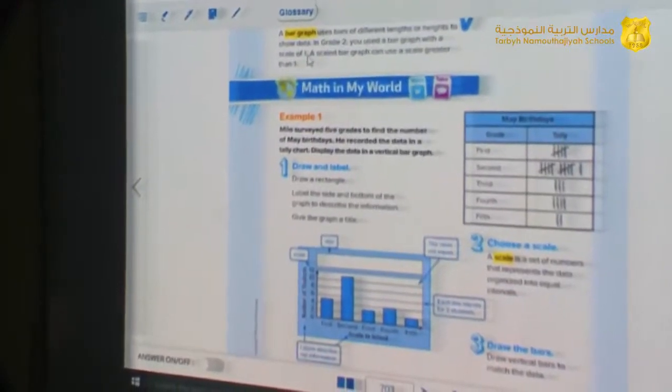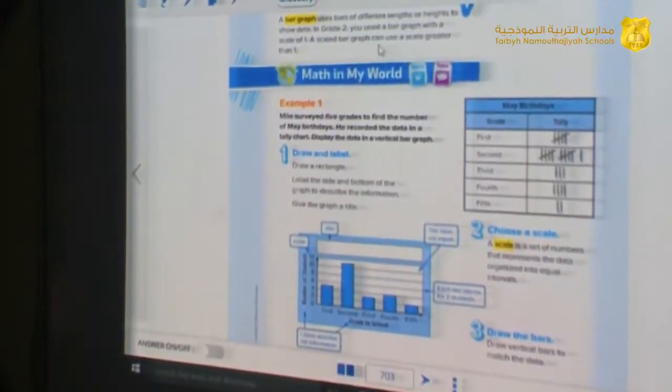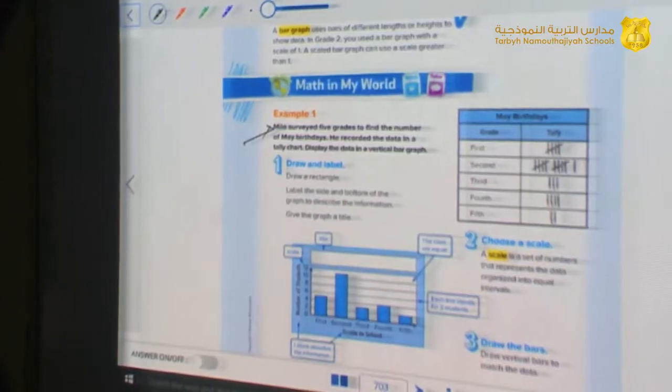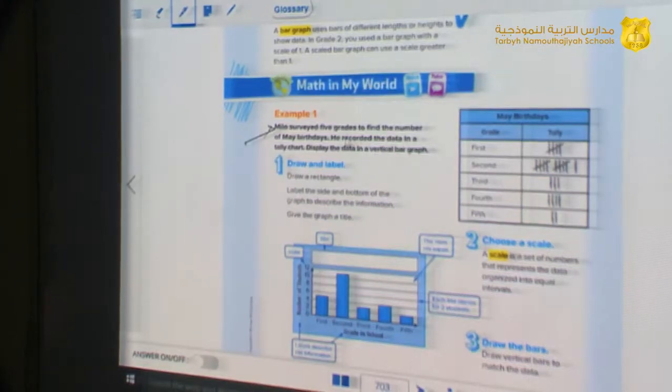In grade 2, you used the bar graph with a scale of 1. A scaled bar graph can use a scale greater than 1, as we will see now. First, we want to read example 1. Milo surveyed 5 grades to find the number of May birthdays. He recorded the data in a tally chart.